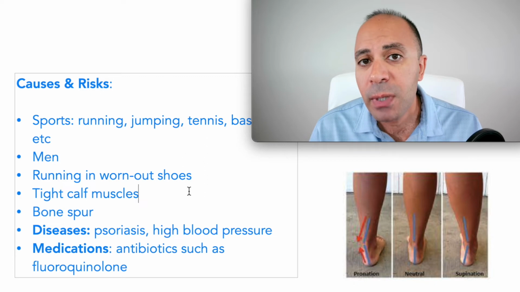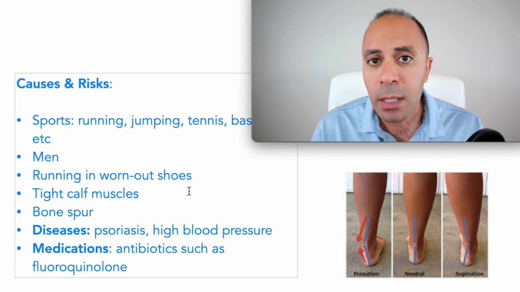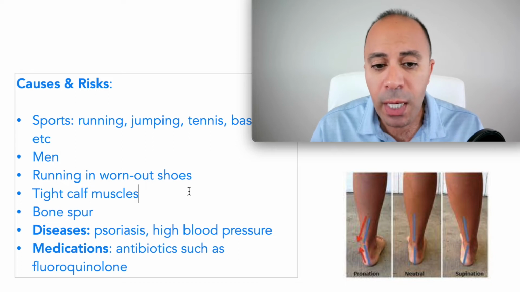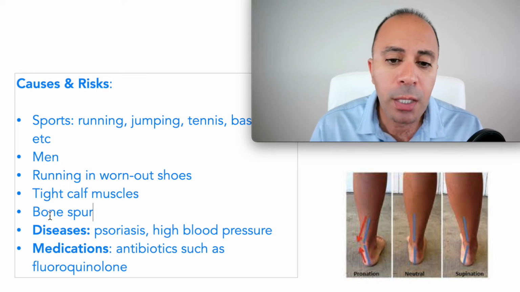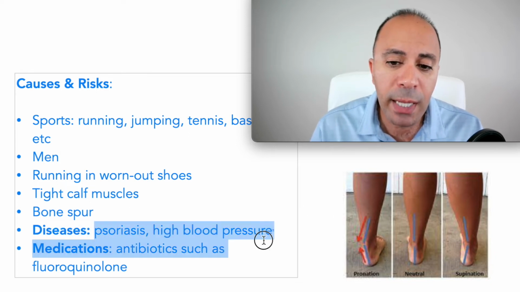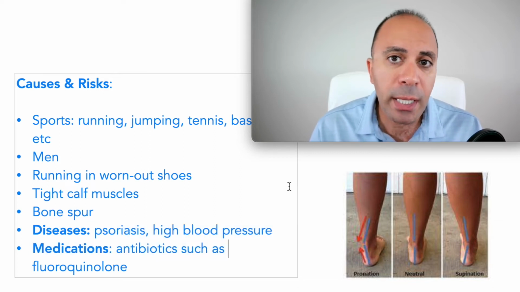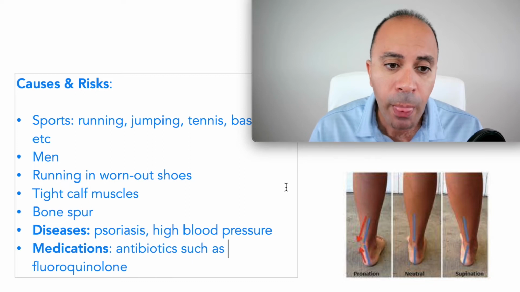If your calf is very tight, that will increase the stress on the Achilles tendon, which causes Achilles tendonitis or plantar fasciitis. If you have a bone spur, that is also another risk factor. Other risk factors include high blood pressure, cirrhosis, or taking medication like antibiotics.